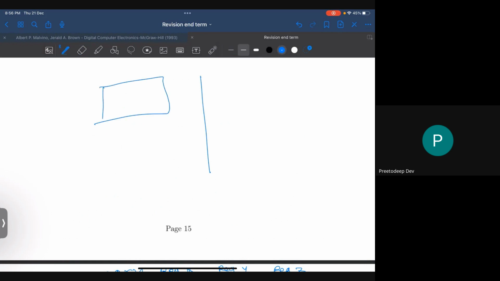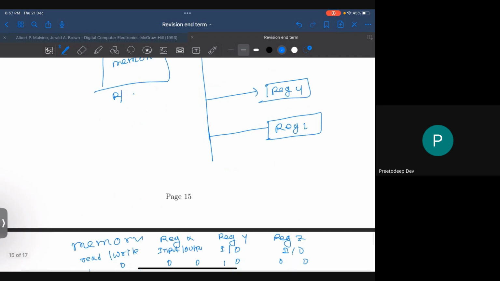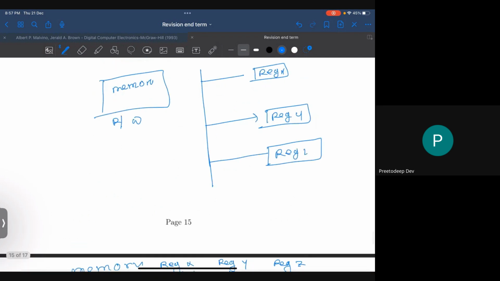We cannot write into the memory, right? So this is the memory, and suppose this is register X, register Y, register Z. So there is memory read and write. Read means whatever the memory content, the bus will take data from memory. And write means whatever the bus content, it will write to the memory.